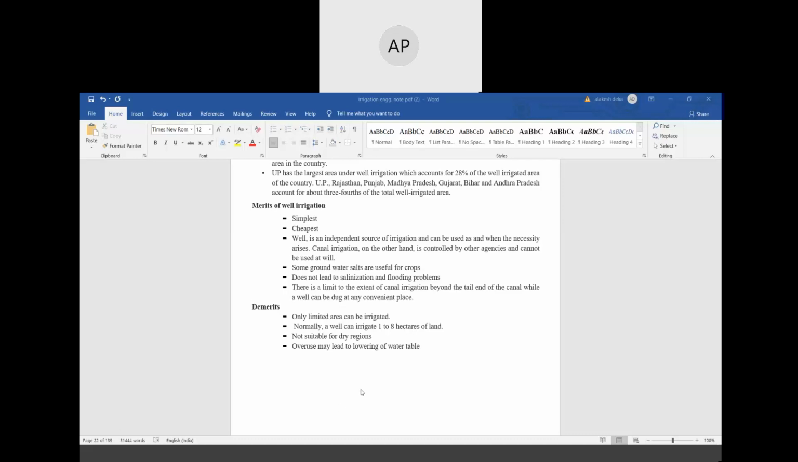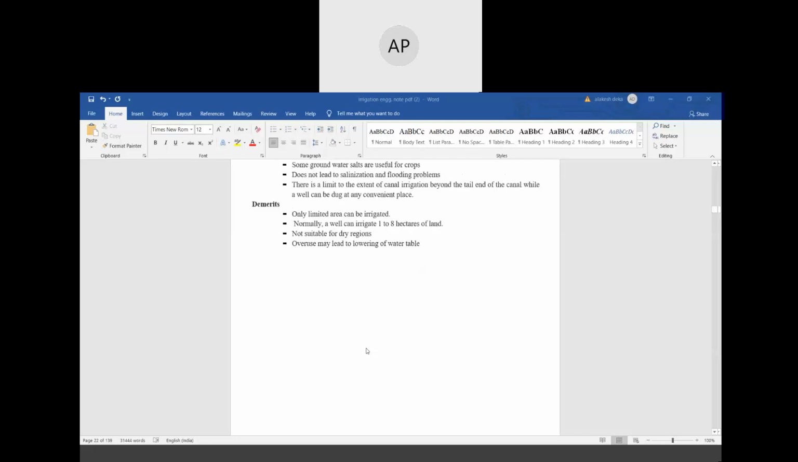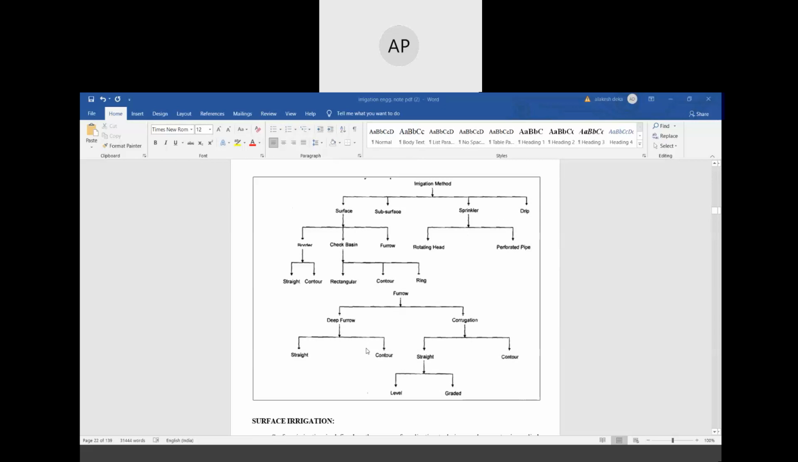And the demerits of this irrigation: only a limited area can be irrigated. Normally, a well can irrigate 1 to 8 hectares of land. It is not suitable for dry seasons. Why? Because in the dry season there will be no water. That's why. Overuse may lead to lowering of the water table.